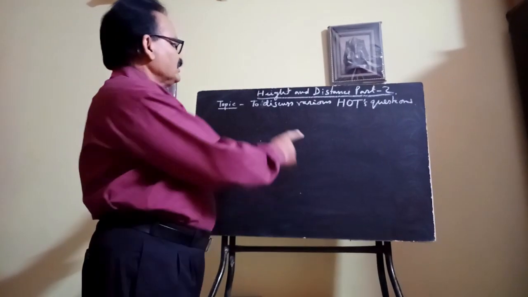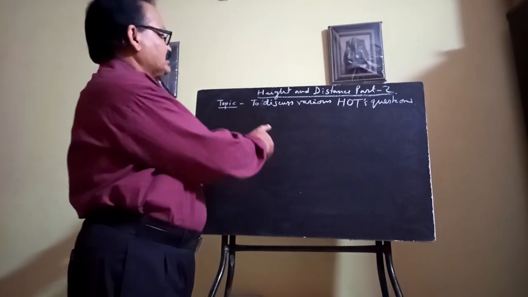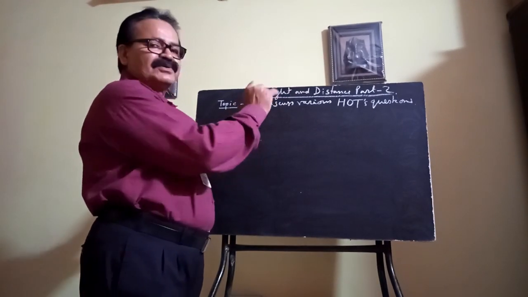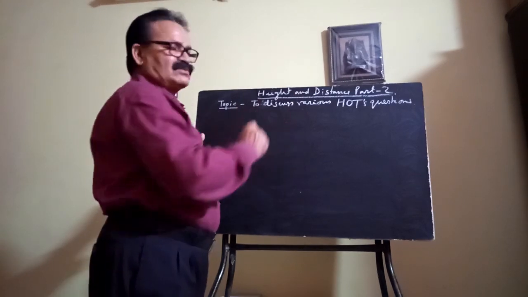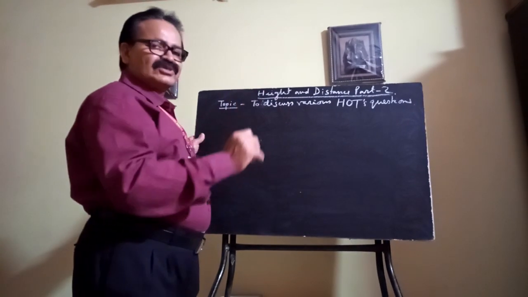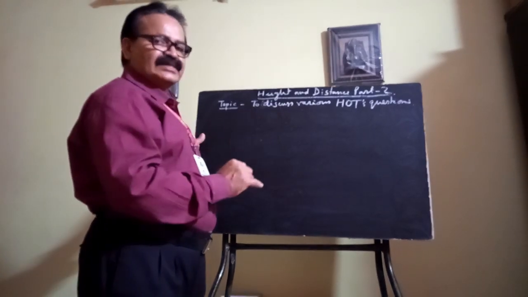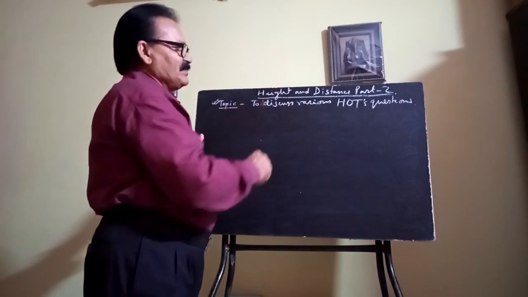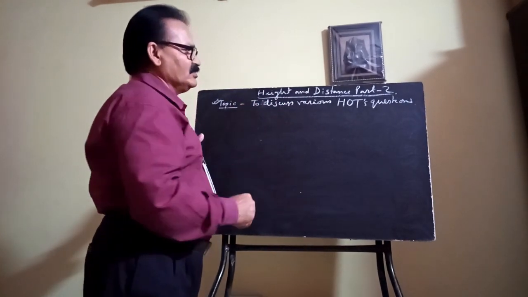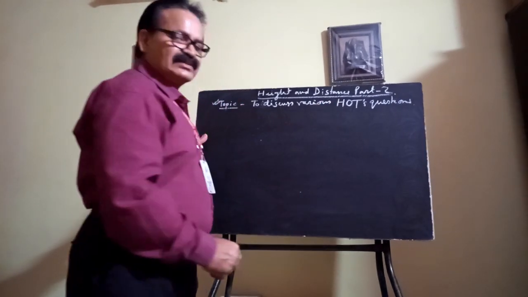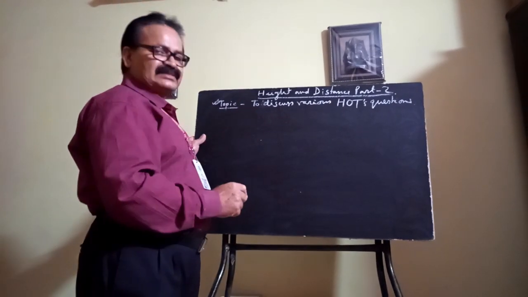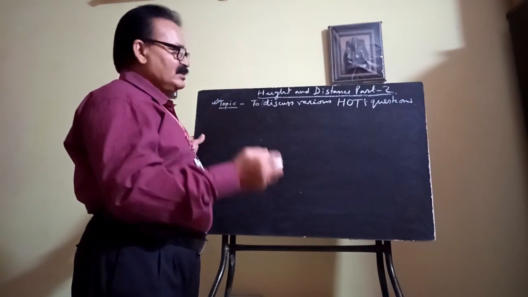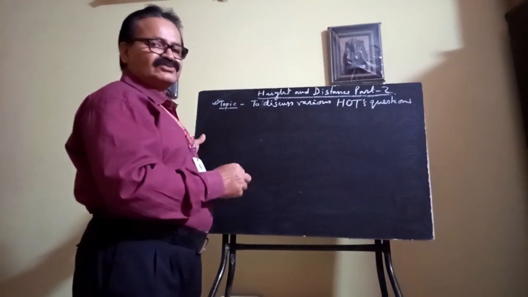Okay, dear student, today is the next part of this chapter, that is height and distance part 2. Basic concepts of height and distance I had explained in part 1, and I also solved 2 introductory questions in that part. So today's topic will be part 2 of that chapter, in which I will explain various HOTS questions. These are very important questions from your exam point of view, and they are also used for some tricky questions.